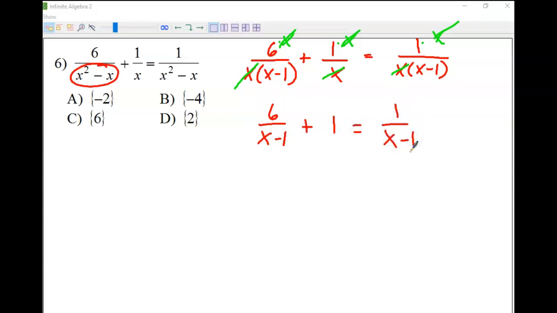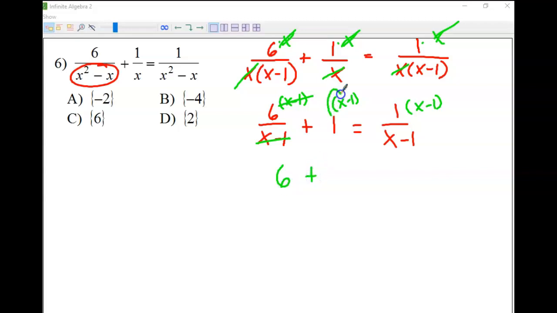But I still have another denominator I want to get rid of. I want to get rid of the x minus 1. So now I'm going to multiply here by x minus 1. I'm going to multiply here by x minus 1. I'm going to multiply here by x minus 1. In this first case, these go away, leaving me with 6.